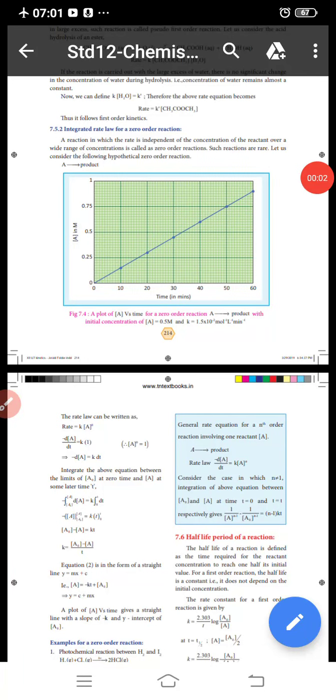Good morning students. Today's video is going to cover zero order reactions, the integrated rate law for a zero order reaction.